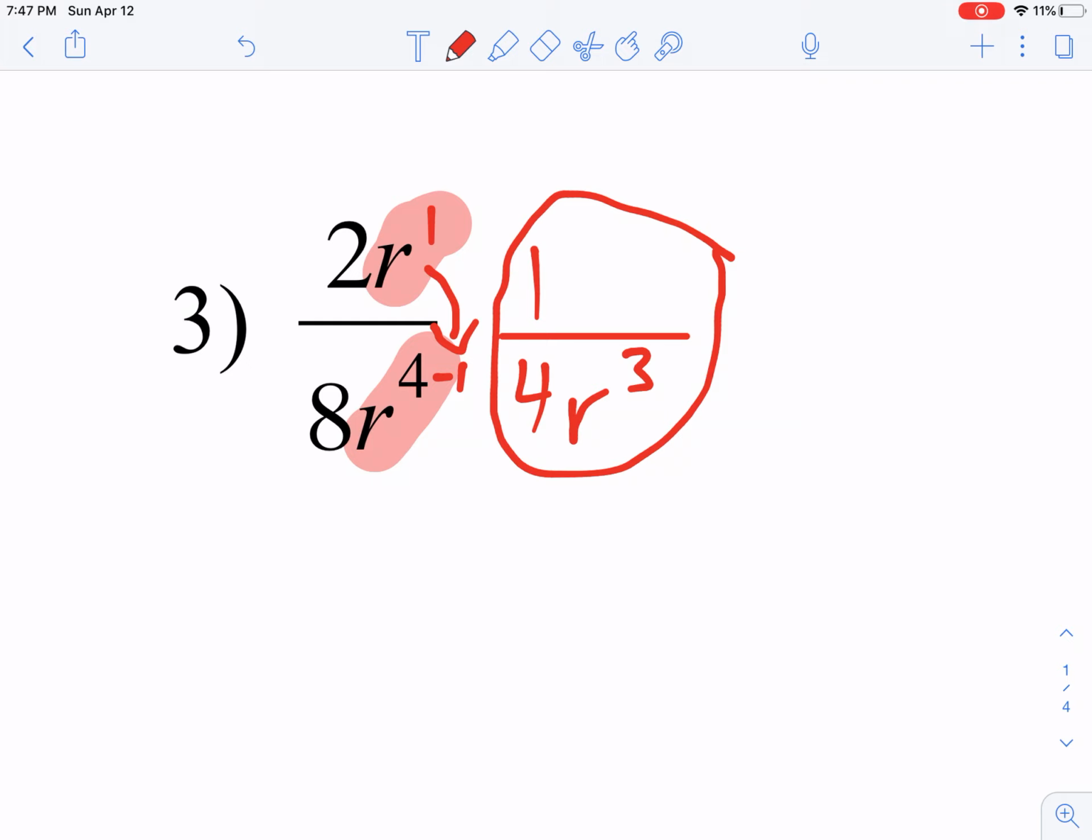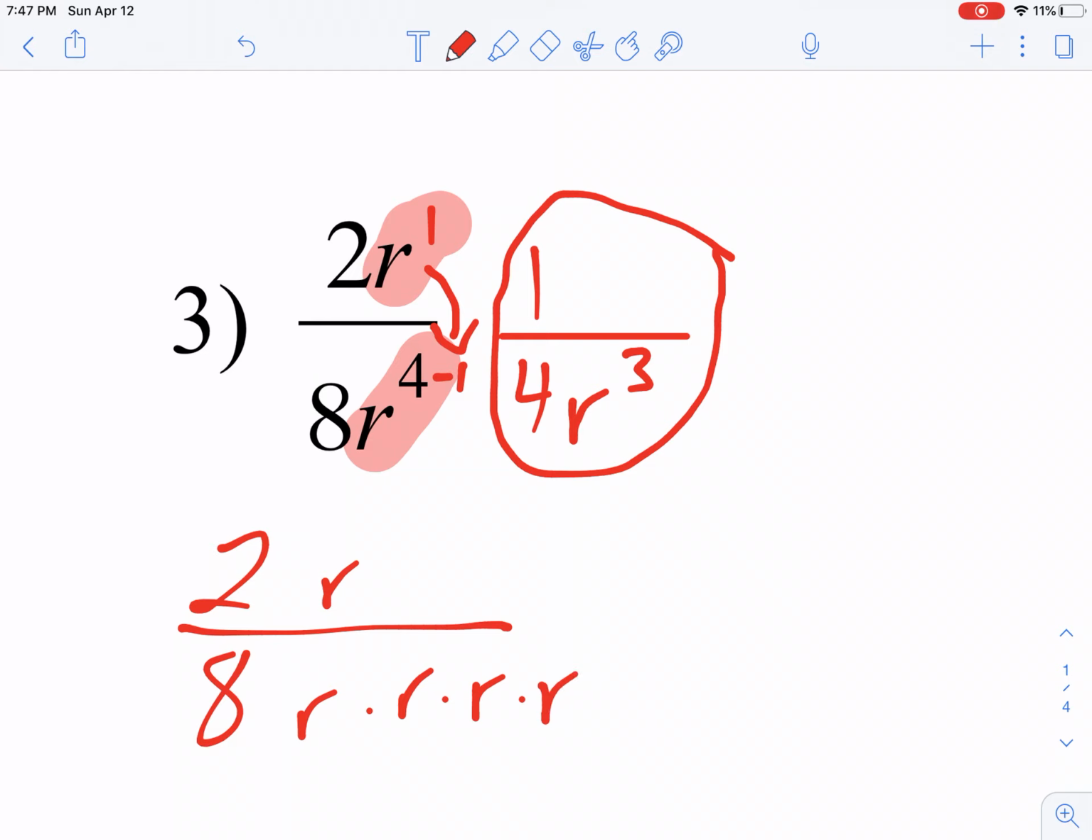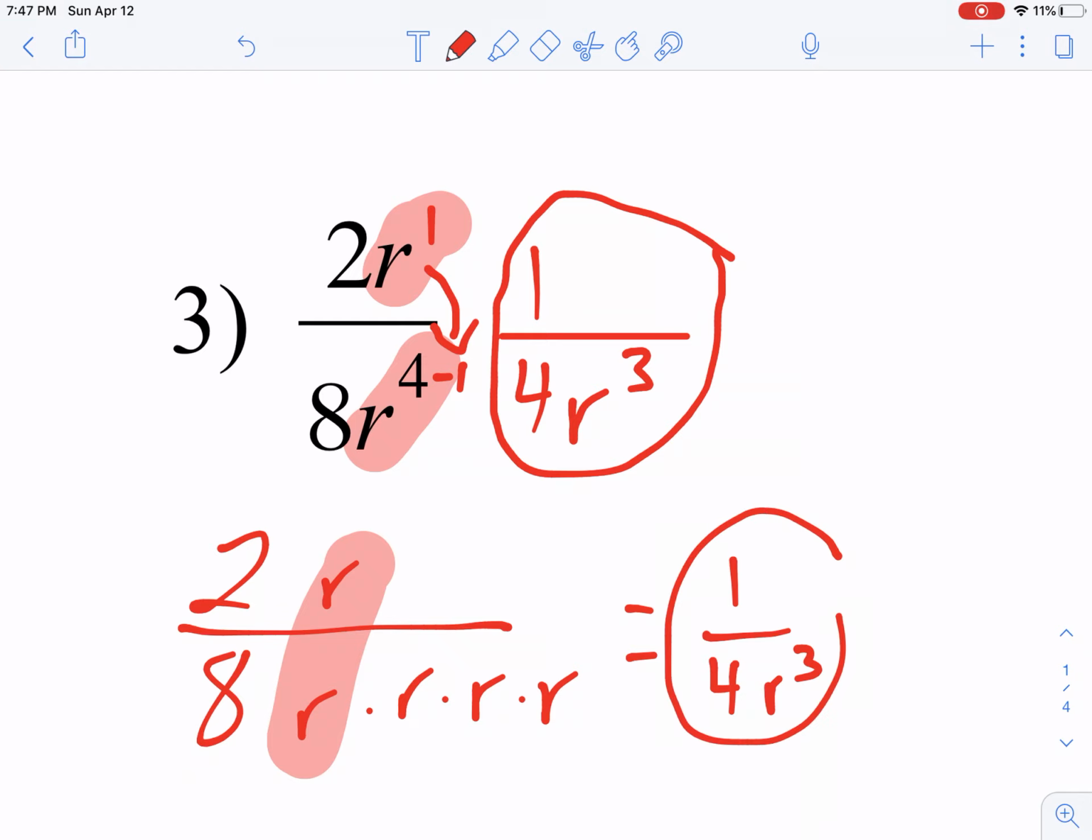And the reason this works is we could have written this out like 2r over 8r times r times r times r. And these cancel each other out. And you're left with 2 over 8 reduces to 1/4. And then there's 1, 2, 3 r's. And either way, you get the same answer.